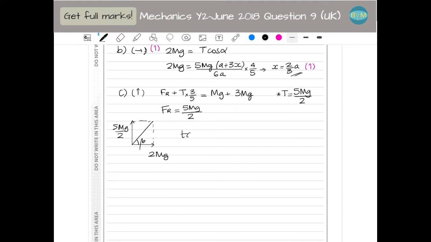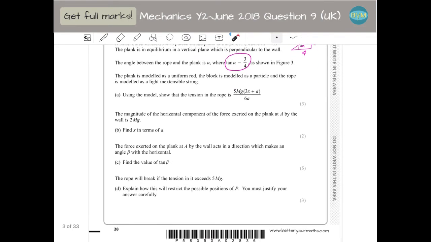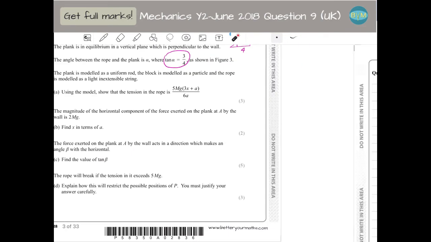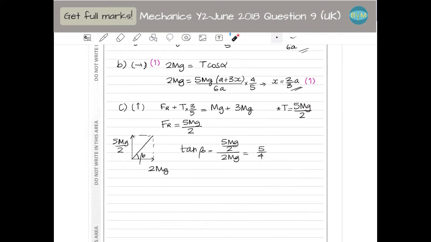So tan of beta is going to be opposite, which is 5 mg divided by 2, divided by adjacent, which is 2 mg. So this is 5 quarters. And they don't ask me the angle, they ask me tan. So you don't need to do tan minus 1. So tan of beta is 5/4, sorry. The marks here, you have 1 mark for resolving vertically, 1 mark for finding the correct equation.